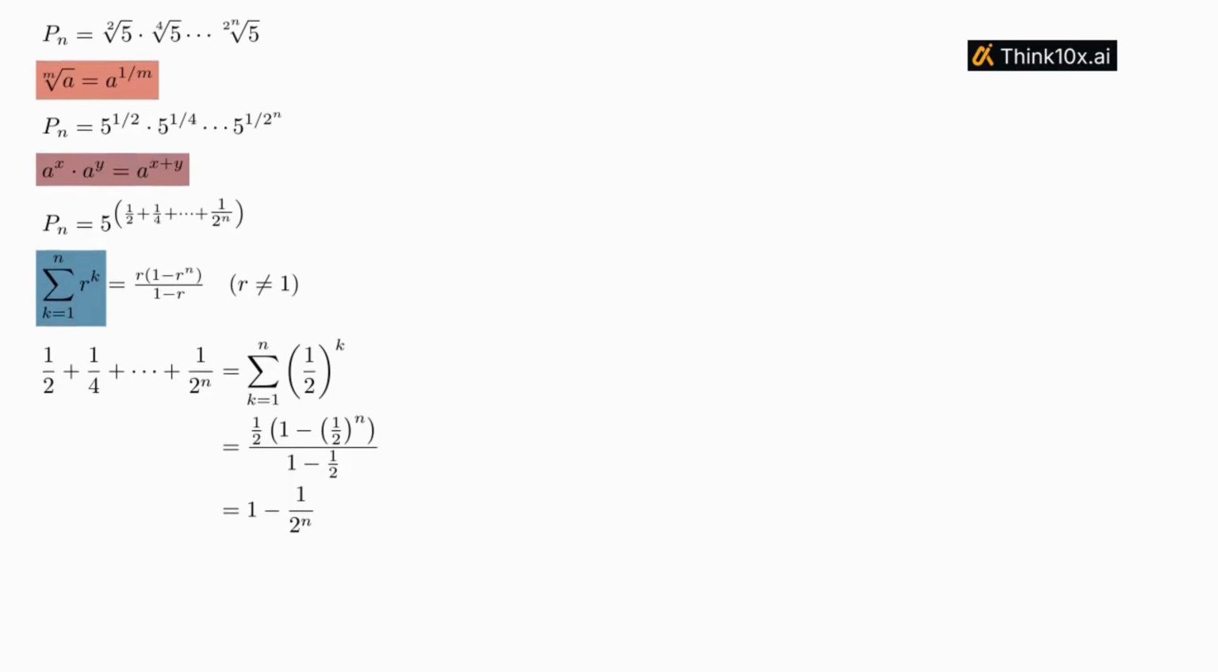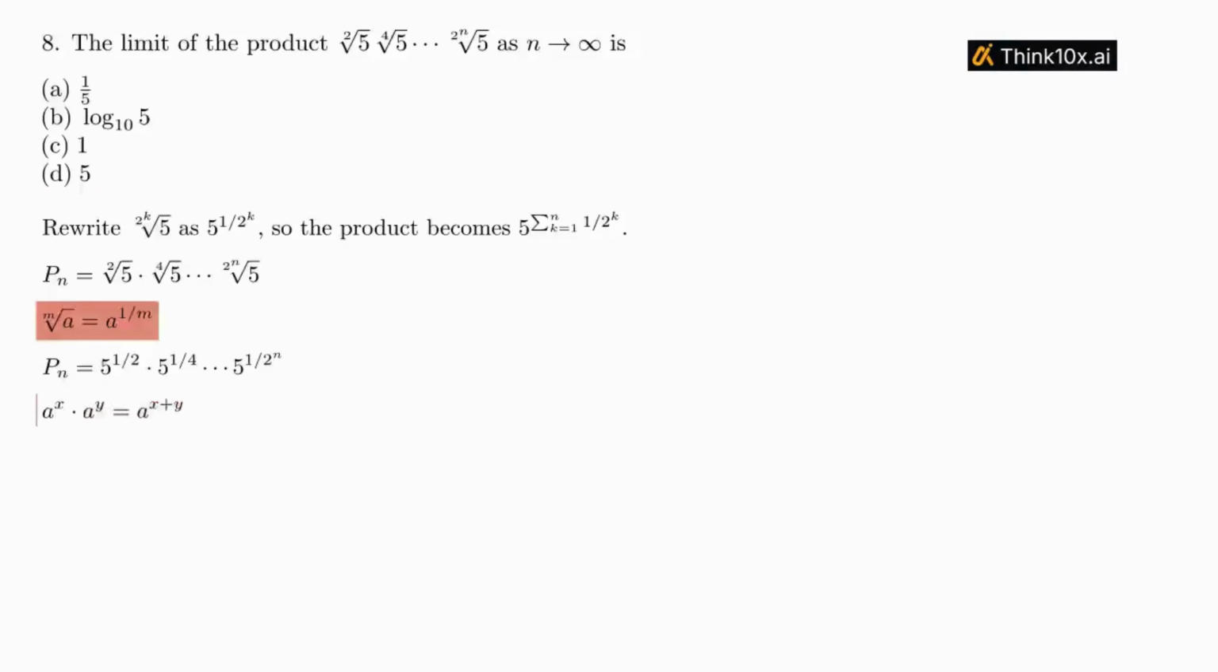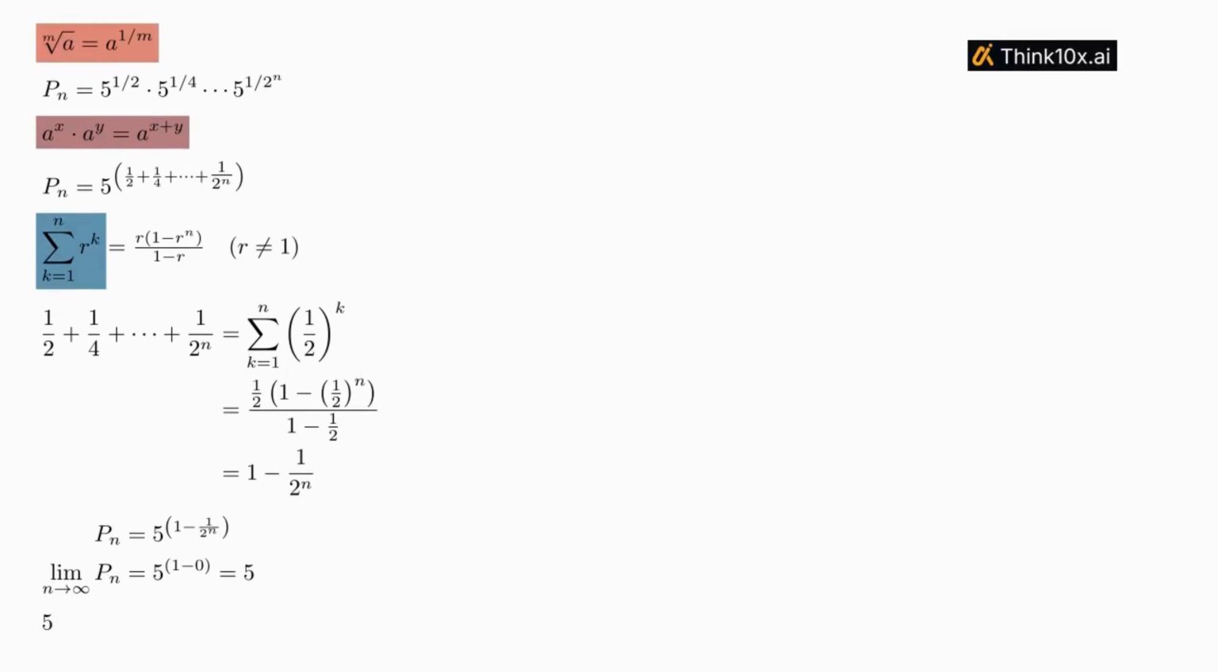Replace the exponent sum with 1 minus 1 over 2 to the n, and then take the limit. As n goes to infinity, 1 over 2 to the n goes to 0, so the exponent approaches 1. So, the infinite product approaches 5. That matches choice D. This is the limiting value of the product as n grows without bound.